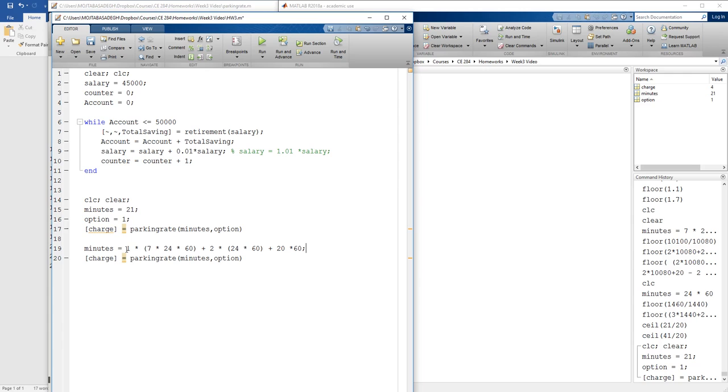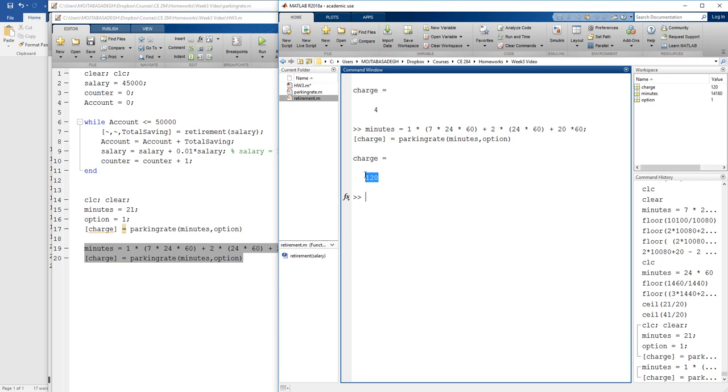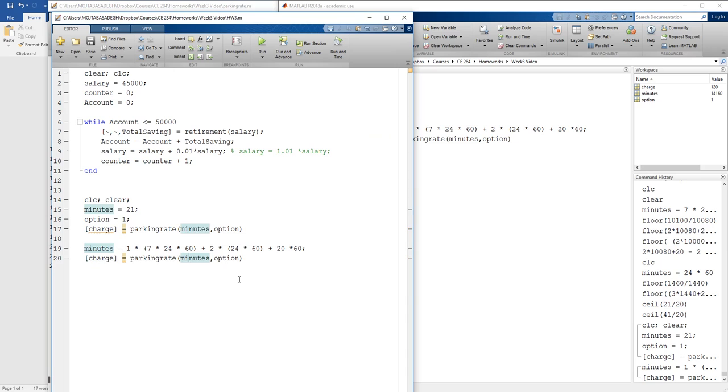So 1 week is going to be $60, 2 days is going to be $40, so 100 so far, and then 20 hours, it's going to go above $20, so you got to charge another $20 from this, so we have 120. Now if I evaluate this, I don't have to redefine my option anymore, because option is already 1, so I'm just going to use the same thing. Do I get $120? Yes, so perfect. It's working perfectly.